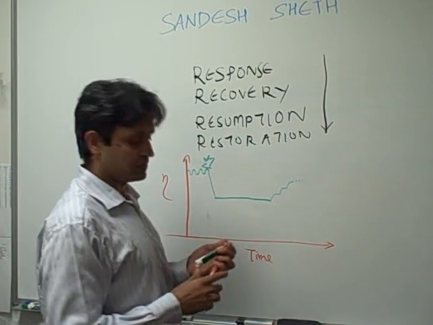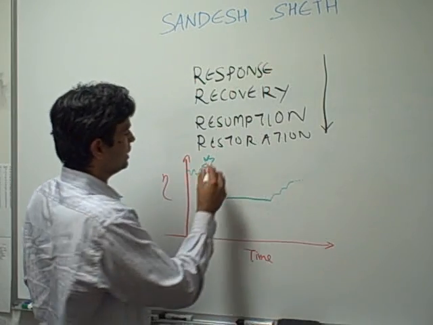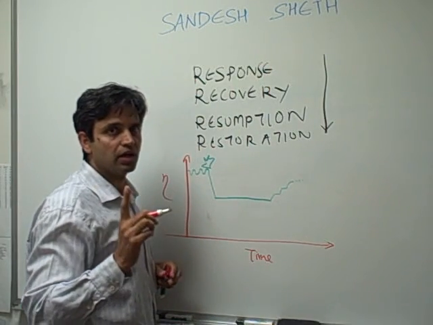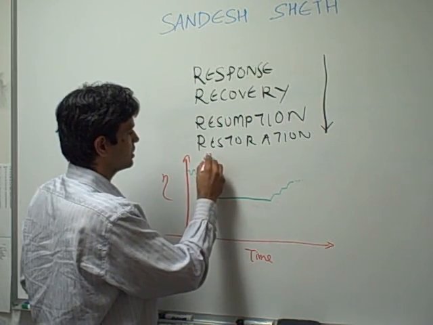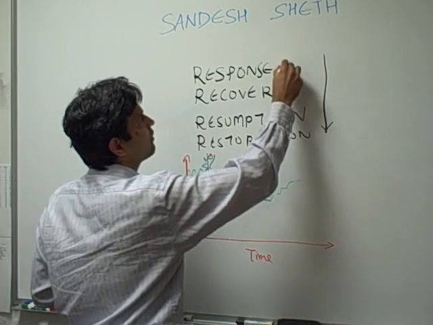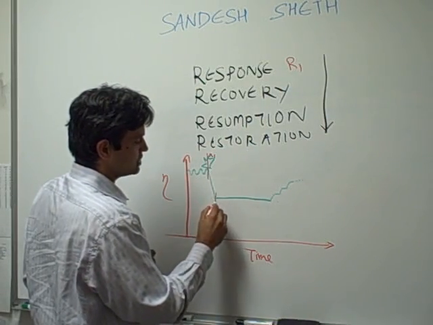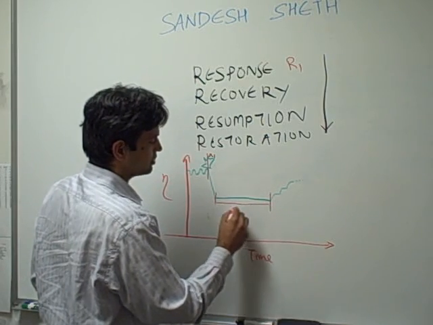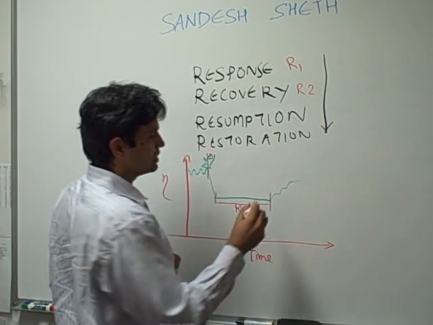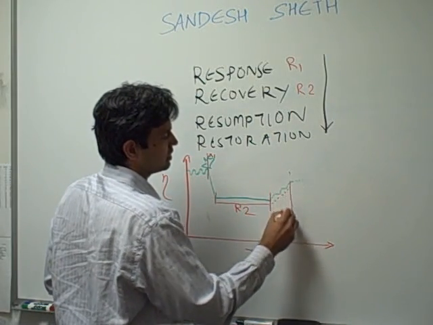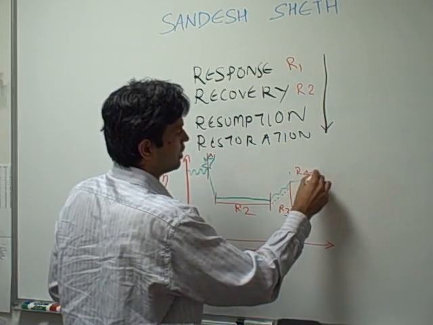Where do all these phases fall in time? If I were to number them, response would be at the point in time when the disaster happens, the response phase commences, R1. Recovery is from when the organization starts recovering. So this is R2. Business resumption is this R3, and restoration would be over here, R4.